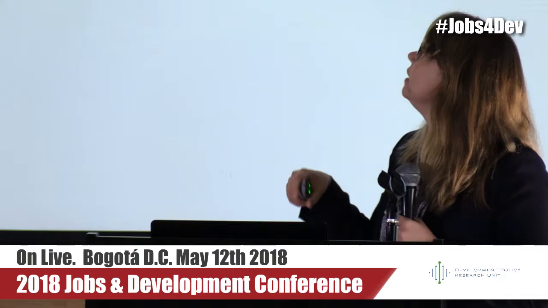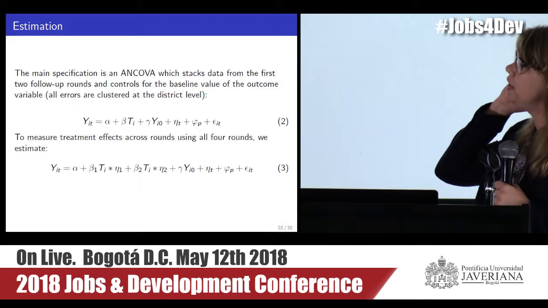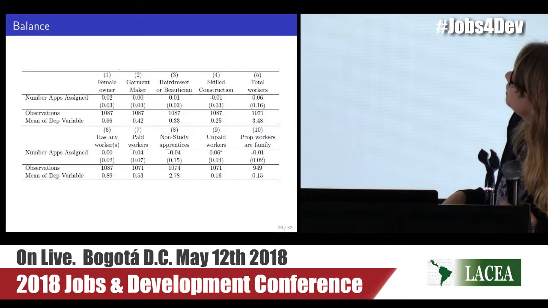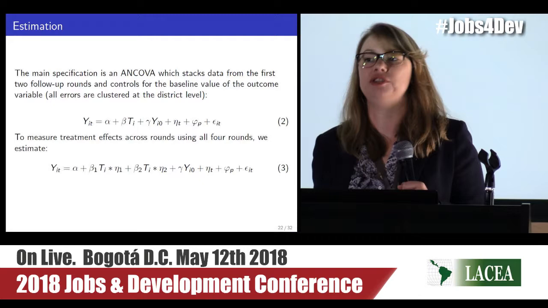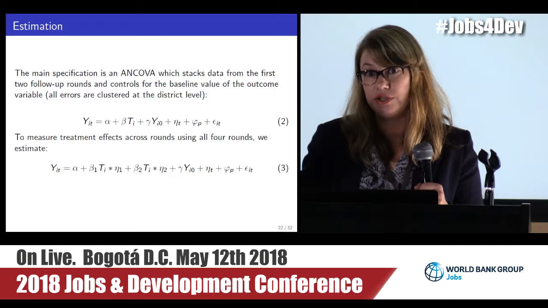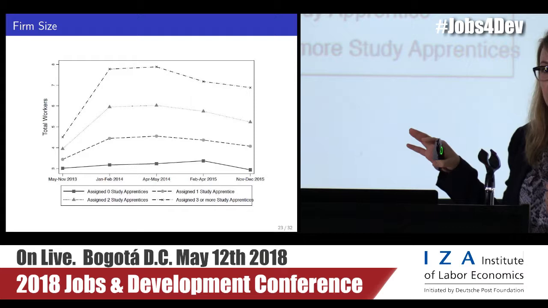Okay, so the main specification controls for the baseline value of the dependent variable. We're using self-reported revenues and profits. So firm owners are just telling us the revenues and profits, and then we're using these 2 follow-up rounds. So I'm going to show it to you pooled, and I'm going to show it to you by round. The first thing is just raw. This is not from a regression analysis.